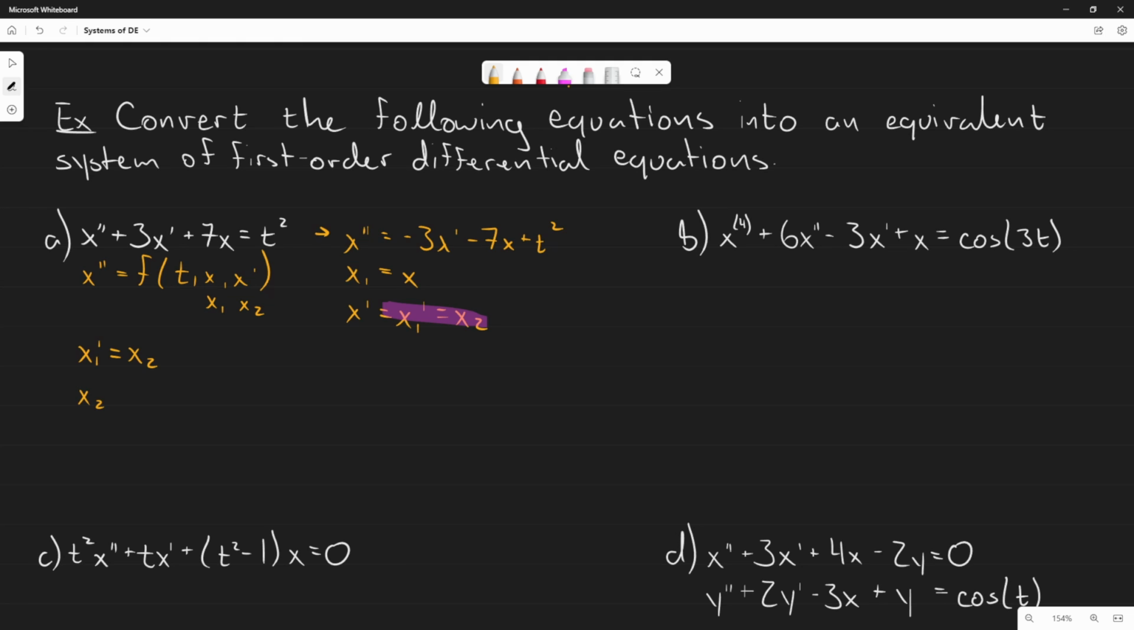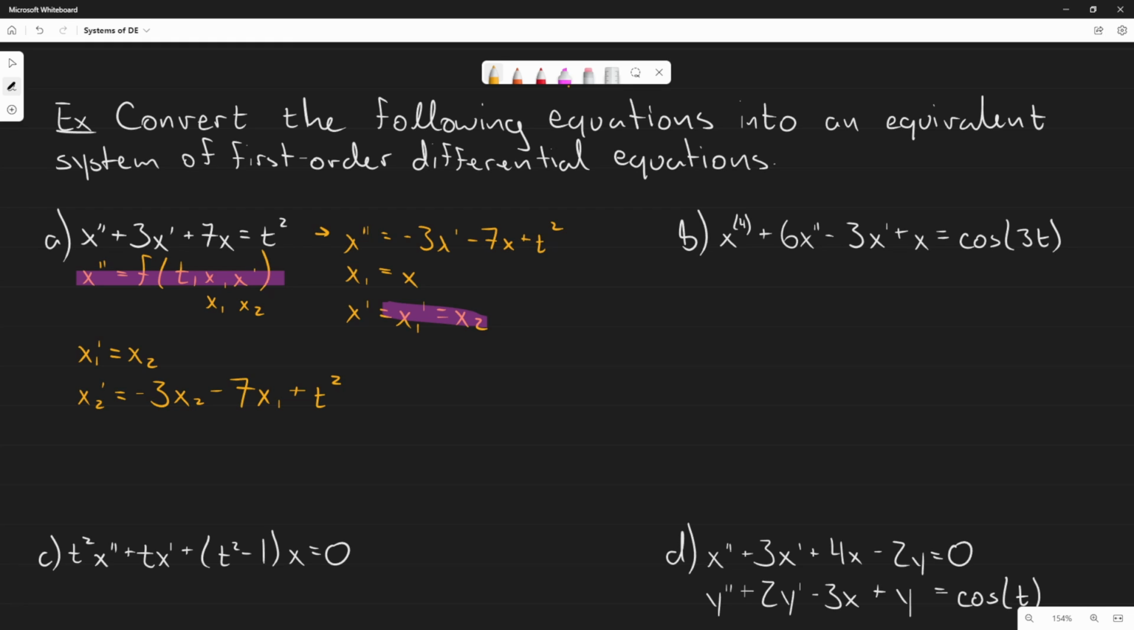And so x2 prime, which is x double prime, equals the function that we defined. We just have to substitute this in, so this will be negative 3x prime, but we know that x prime is equal to x2, so this will be negative 3x2, minus 7x. x is equal to x1, so we can replace x with x1, and then t squared remains the same. And that would be the solution for the first one.